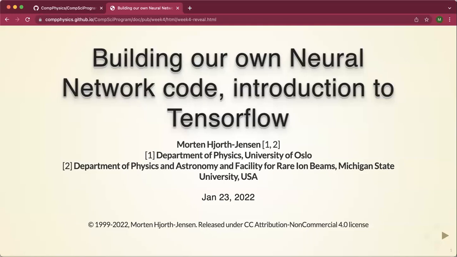So the idea today is more to outline how we write a program for neural networks, and I will guide you through a Jupyter notebook where we do that. This is a Jupyter notebook which is linked up with this lecture here. It contains exactly the same material as the one you see in the slides here.